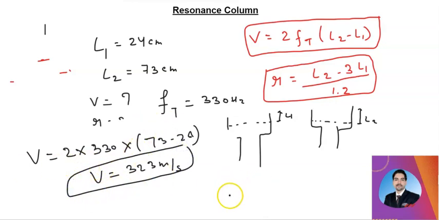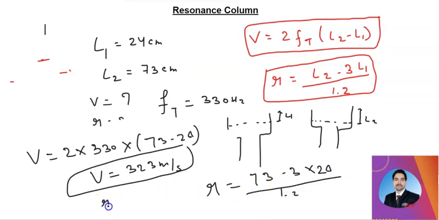Okay, for finding the R, you have to use the above expression: L2 minus 3L1, that is 73 minus 3 times 24, divided by 1.2. So the radius of the pipe comes out to be how much? When you solve, 0.83 centimeters. So this much should be the radius of the pipe for this resonance to occur.